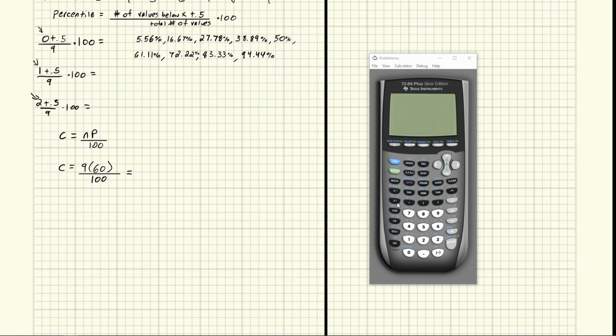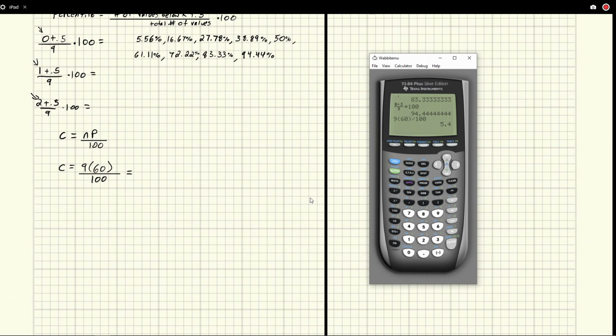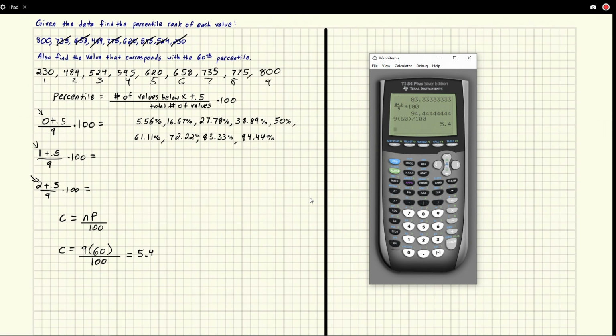So we're going to do 9 times 60 divided by 100. We get out a decimal of 5.4. Now looking at this, 5.4, if we come up here, there is no index of 5.4. We've got 5 and we've got 6.